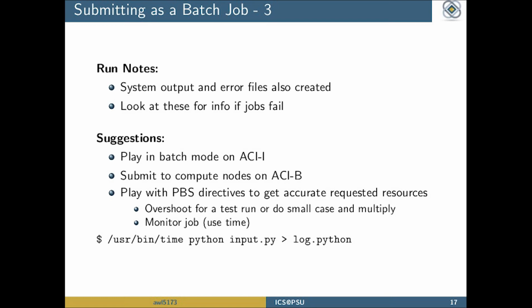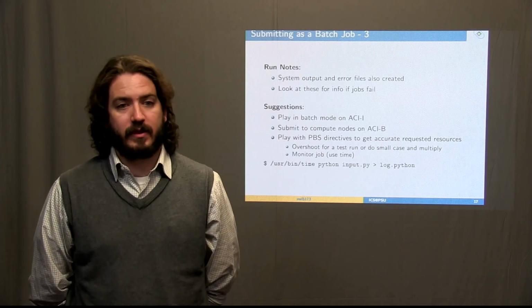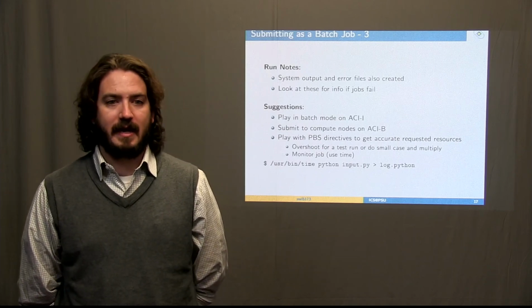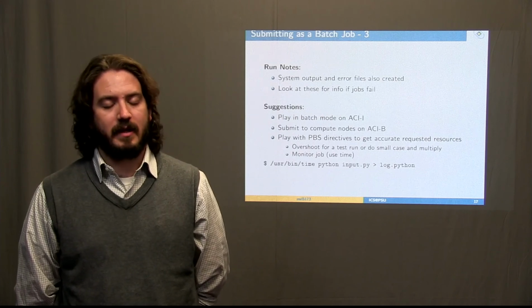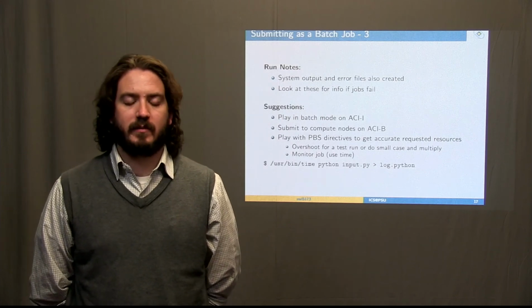And then you can also monitor the job using the time command. There's a time command that's available on both the ACI systems. You can use it with /usr/bin/time, and then you just put that in front of whatever your command is. So here I'm using it with some random Python command that I have. You could put /usr/bin/time in front of the Matlab command that we were using before.